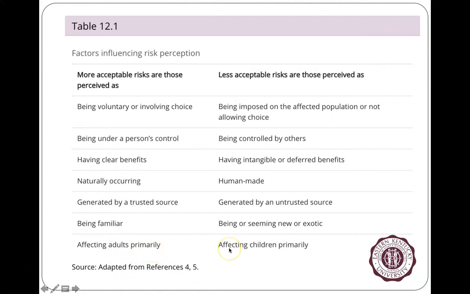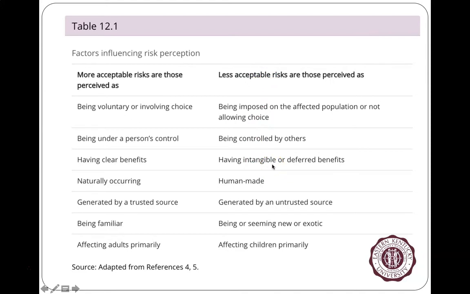Now, if it affects kids, no way. People get a little more anxious about that. If it's foreign or new or exotic, that gets people anxious. If information about it is coming from things that people view as untrusted, so if there's skepticism in the government, they're not going to be as likely to accept messages from there. If they think that it's been human-made, that's going to make people less accepting of that risk.